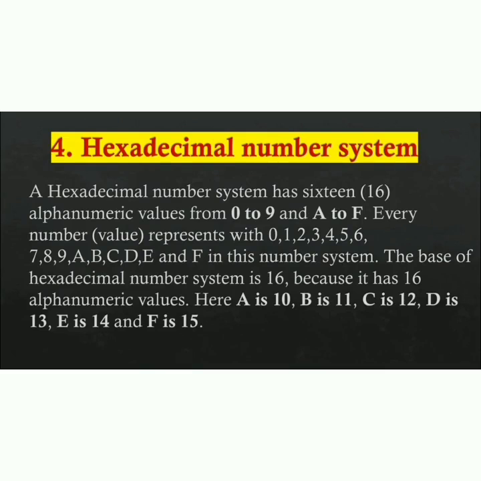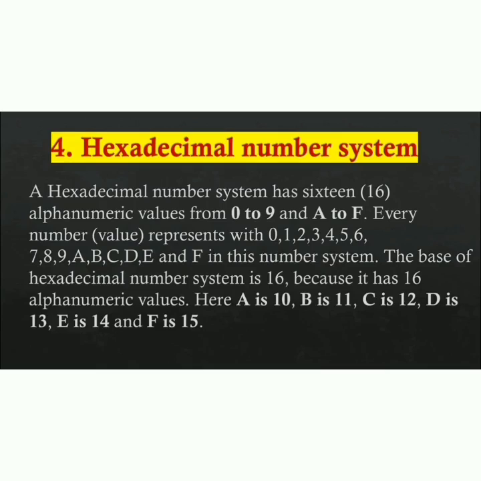Fourth is hexadecimal number system. A hexadecimal number system has 16 alphanumeric values from 0 to 9 and A to F. Every number is represented with 0, 1, 2, 3, 4, 5, 6, 7, 8 and 9 and letters A, B, C, D, E and F in this number system. The base of hexadecimal number system is 16 because it has 16 alphanumeric values.